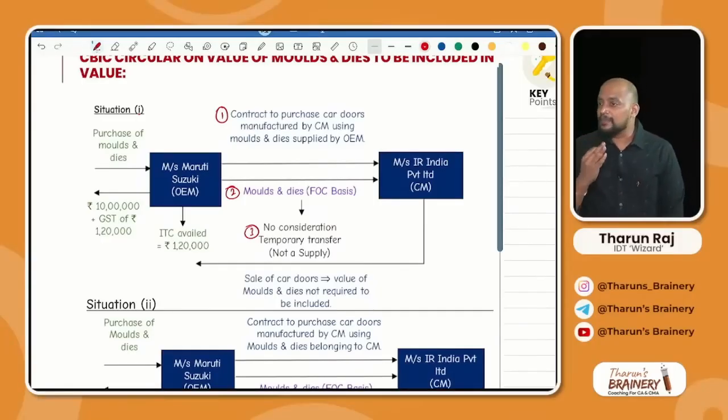Maruti Suzuki is the buyer. Now in this case, the buyer is giving me molds and dies. Now I am IR India. Buyer is giving me molds and dies. Whether those molds and dies are to be included in the value? No. 15(2)(b) will not come.